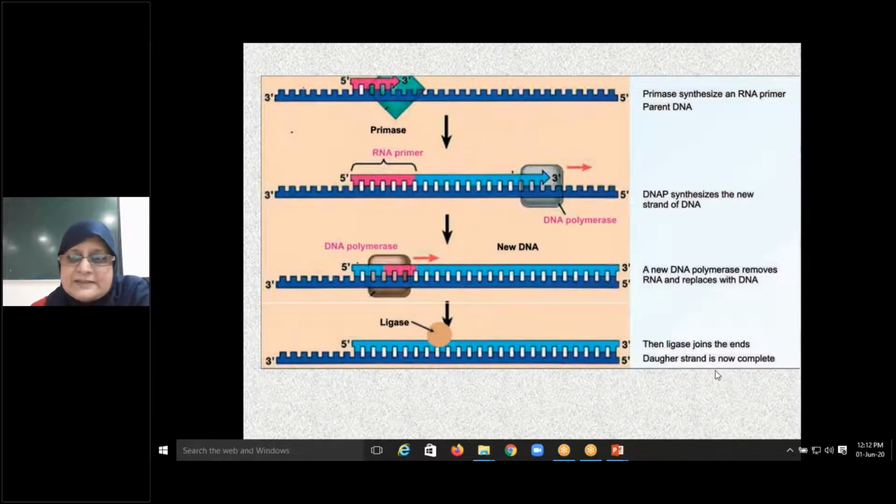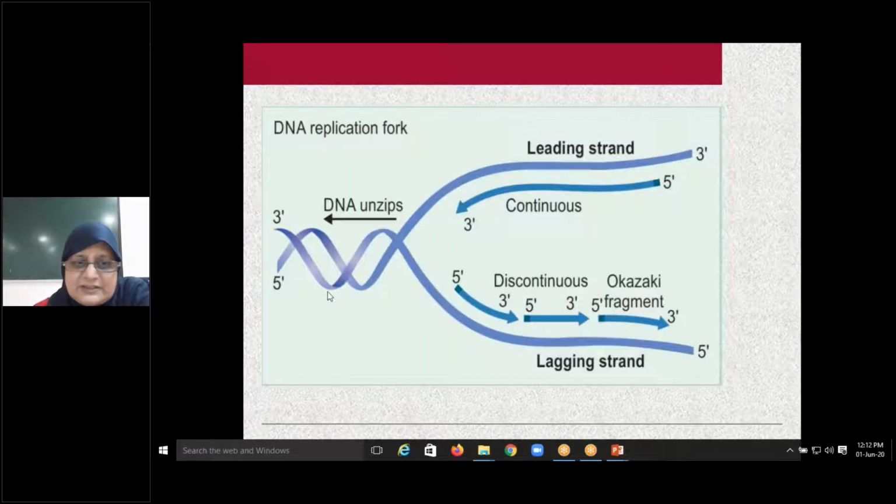But does this same thing happen on both the strands? What we will see now is both the strands here. When one strand is in the 5' to 3' direction, the other is in the 3' to 5' direction.